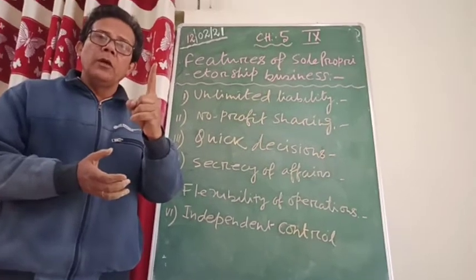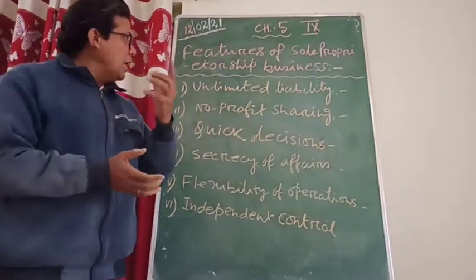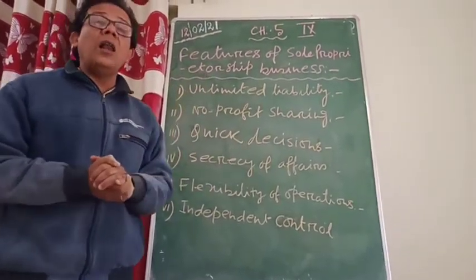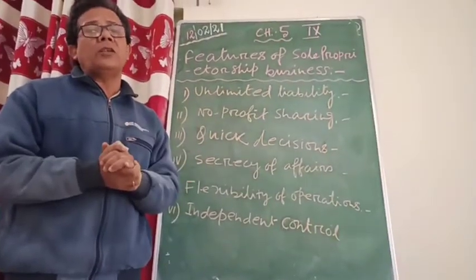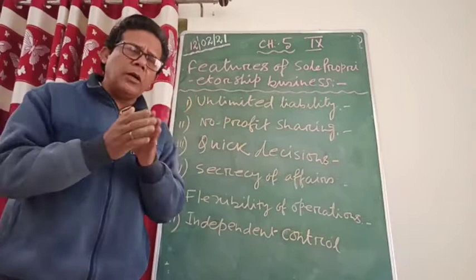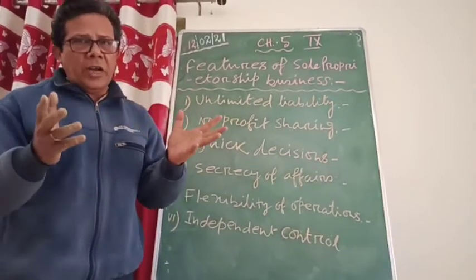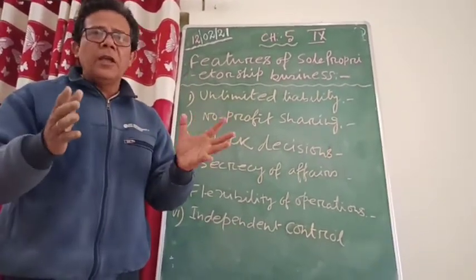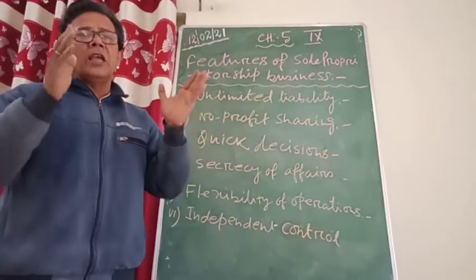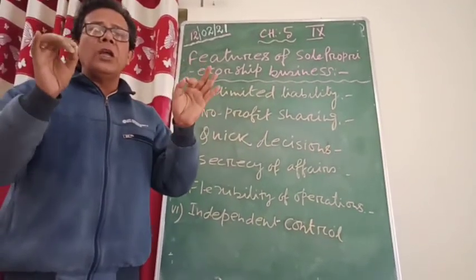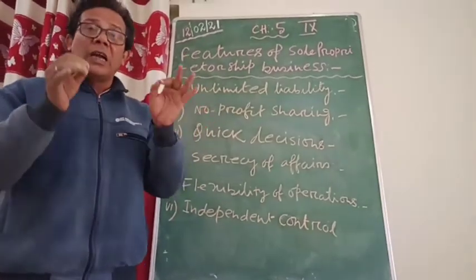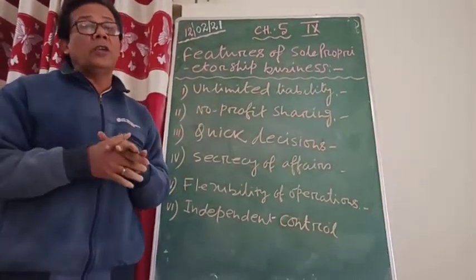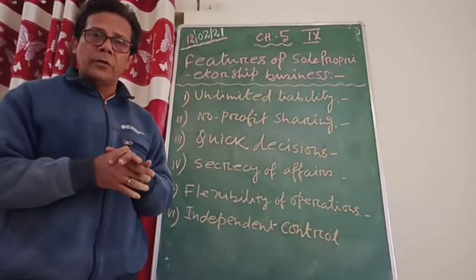himself. That is why it is said his liability is unlimited, because he doesn't have any limitation about his liabilities. Everything of the business, if there are any difficulties, any problems, any losses, he is the only one answerable for each and everything. That is why his liability is unlimited.